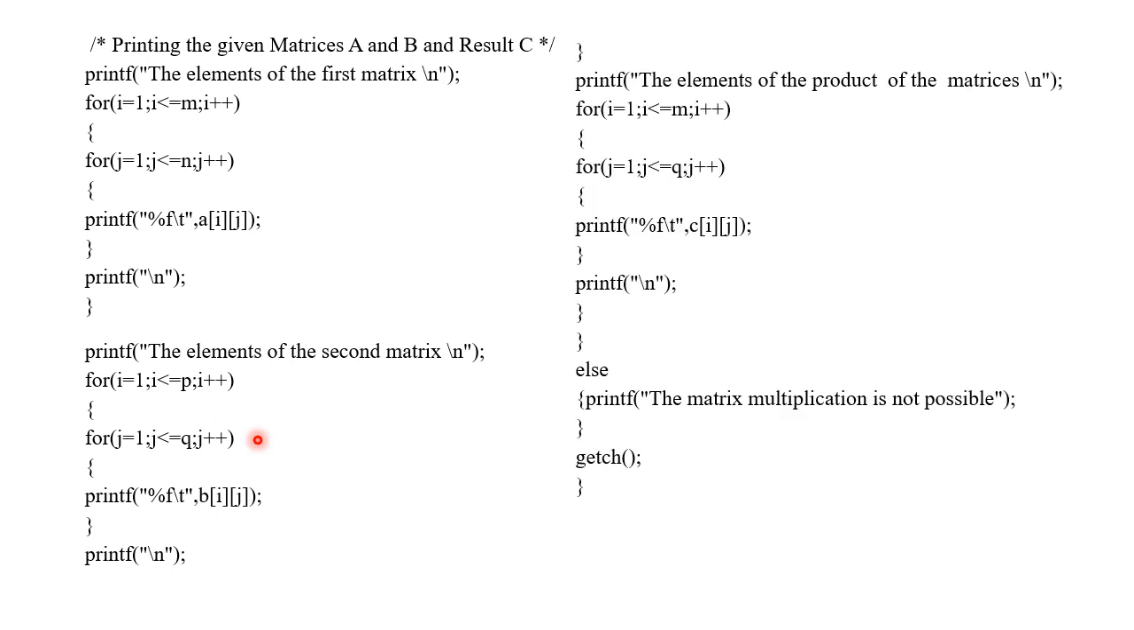And for C, I will run from 1 to M and J will run from 1 to Q. We have already explained. So it will print the Cij. So this block will print the multiplied matrix. If else, if that first matrix column is not equal to the row of the second matrix, then this else will be executed. That is, print that matrix multiplication is not possible. It will print like that, and everything will be okay up to this one.